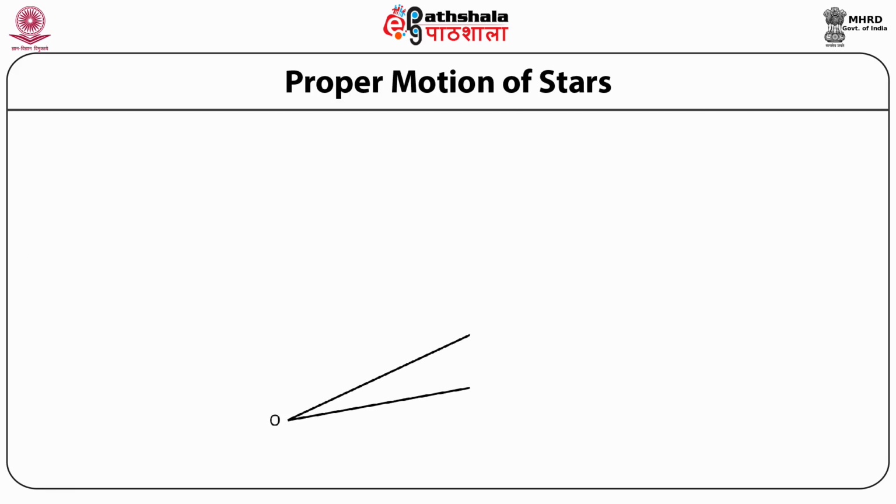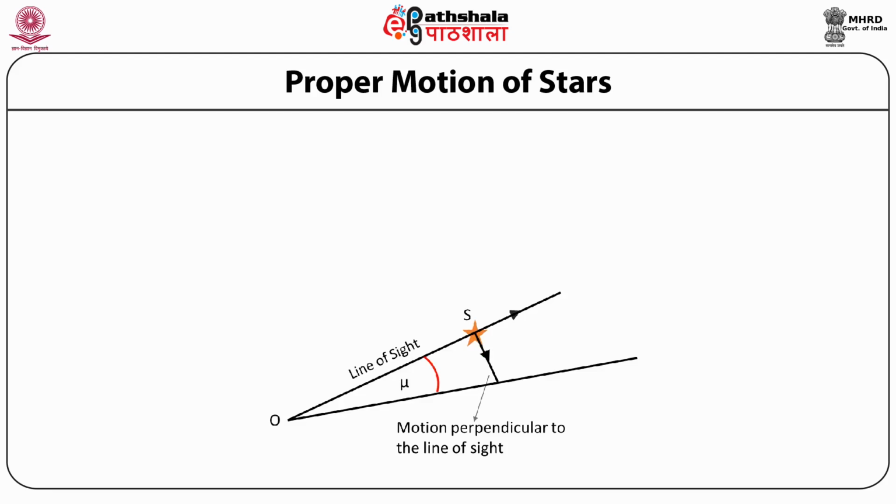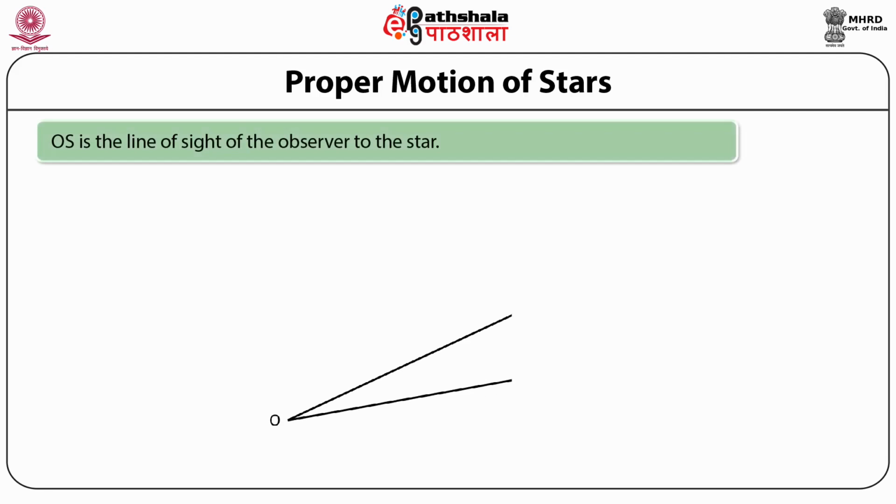Like everything else in the universe, the stars are also always in motion. They appear fixed because they are very far off and the change in their direction is so small that it cannot be appreciated by naked eyes. In this section, we will study the motion of stars. The picture here shows the star and the observer at O. The straight line from observer to a star is called the line of sight, which is shown as OS in the picture. The star is also moving in some direction.